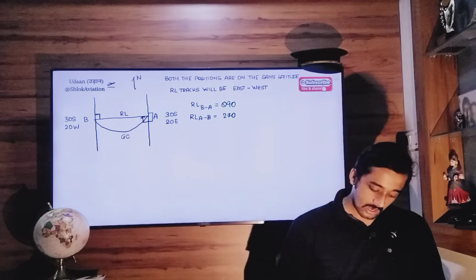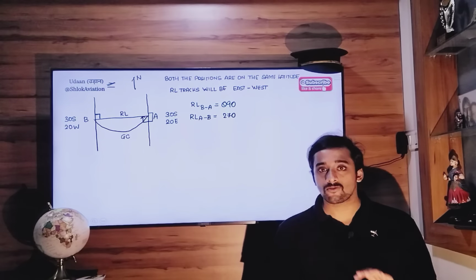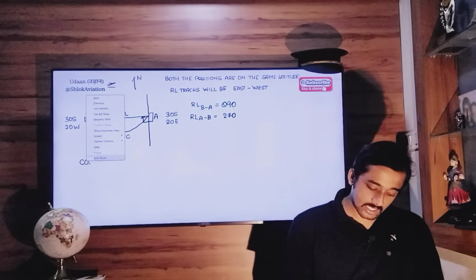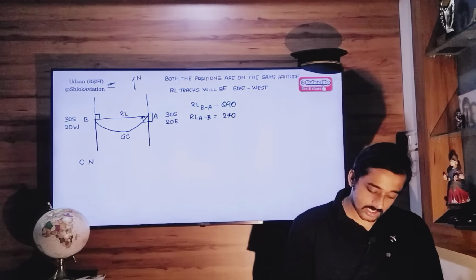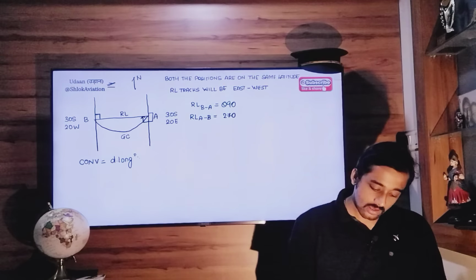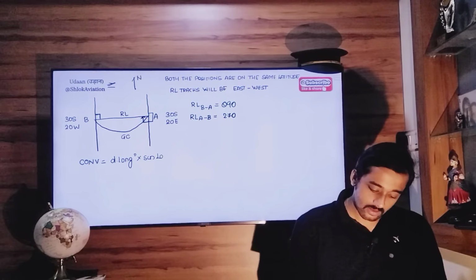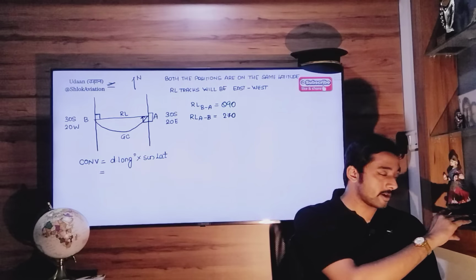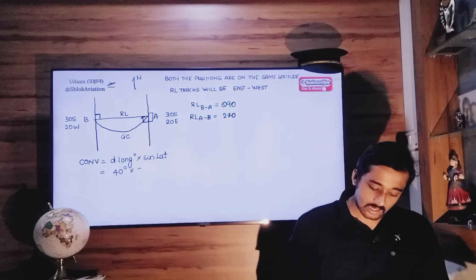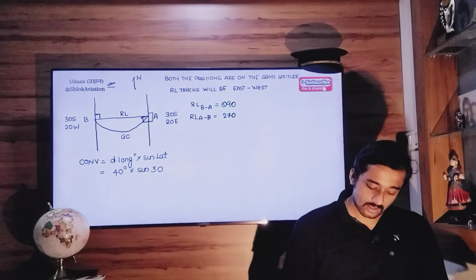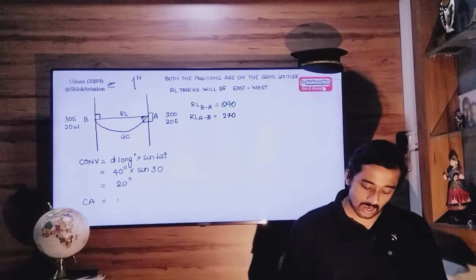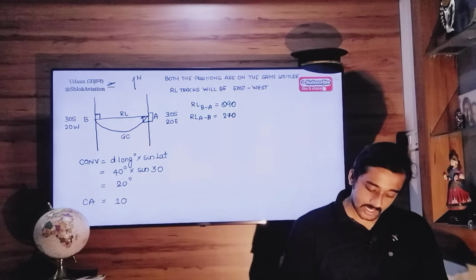Now to find the great circle track, we must know the convergency angle. What is convergency angle? Convergency angle is nothing but half of convergency. What is convergency? D long in degrees into sine lat. What is D long? 20 west, 20 east is 40 degrees. Sine 30 is half. So convergency is 20 degrees. Convergency angle will be half of that, that is 10 degrees.